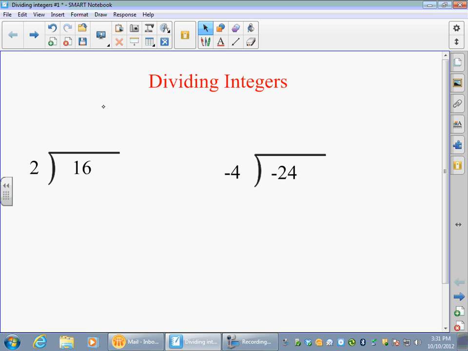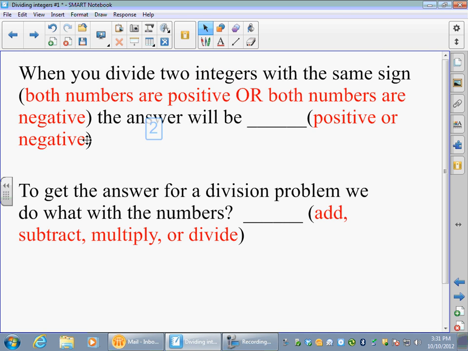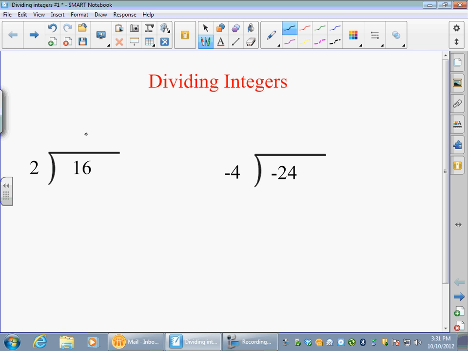rules today. What you have to remember is, when you're dividing, what you're really asking yourself is, what number can I put up here so that when I multiply it by 2, I get 16? Well, hopefully everybody knows that that would be 8. 8 times 2 is 16, and I have nothing left over, so my answer is 8.